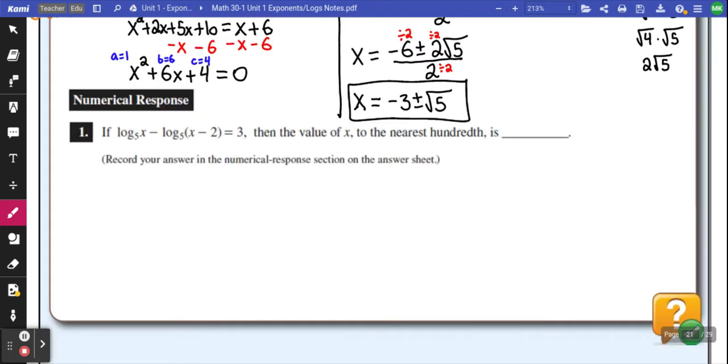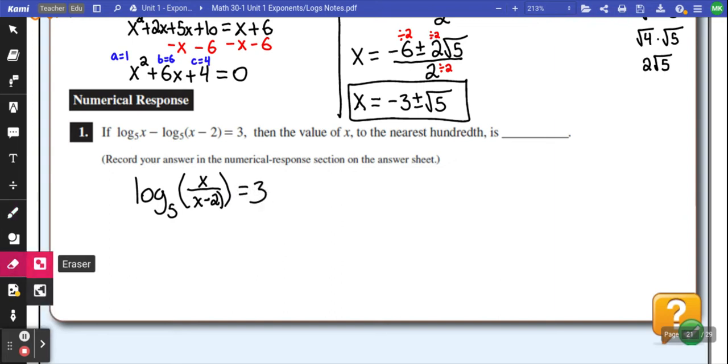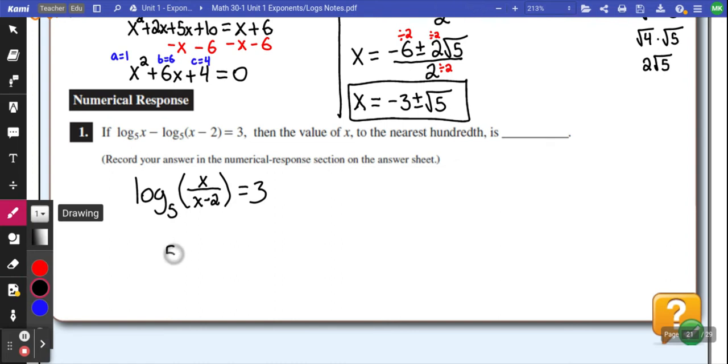Okay, so you're going to solve to the nearest 100. If you're not done, that's okay. First thing I do is I see they're both log base 5. So I'm going to use my log laws. My log law would be to divide those arguments now. So I would have this, x over x minus 2 equals 3. I then would recognize I have one log, and x is part of the log, which means I want to turn this into a power. To turn this into a power, it'd be 5 to the power of 3 equals x over x minus 2.